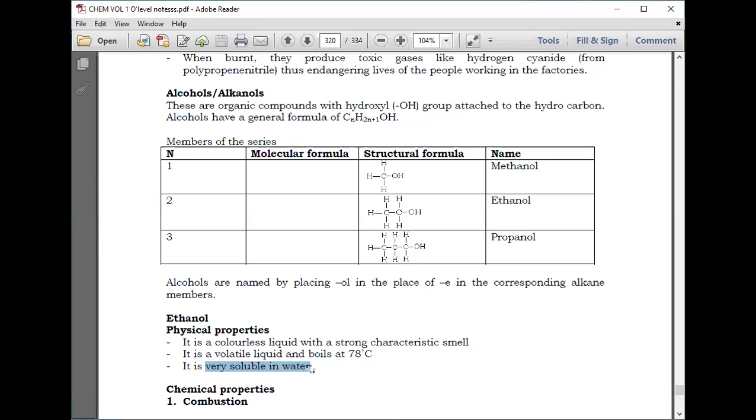We call them miscible liquids. Miscible liquids are liquids that dissolve in each other to form a uniform solution. And what about liquids that do not dissolve in each other? What do we call them? Immiscible liquids. Very good. We call them immiscible liquids.